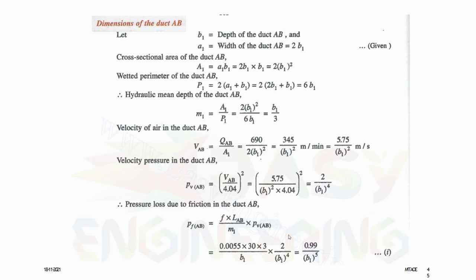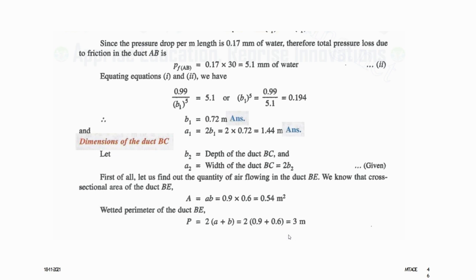Now the pressure loss due to friction in the duct AB is given by the formula F into LAB upon M into PV at AB. Now put in all the values. We will get 0.99 upon B1 raised to 5. It is our final equation for this branch AB, denoted by 1. Since the pressure drop per unit length is 0.17 mm of water, the total pressure loss due to friction in AB is found by multiplying by the length: 0.17 multiplied by 30, which is 5.1 mm of water. So equating the terms, we get the dimension B1 as 0.194 meter. So twice that is A, which is 1.44 meter.